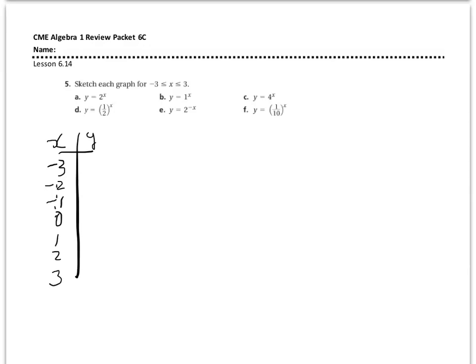And y equals, I'm going to do part A. So you'll do 2 to the -3rd power. That's the same as 1 over 2 cubed, so that's 1/8. So you do that for everything. Just to remind you, a 0 power is always 1. And then after you do that, you plot the points. That's how you graph it.